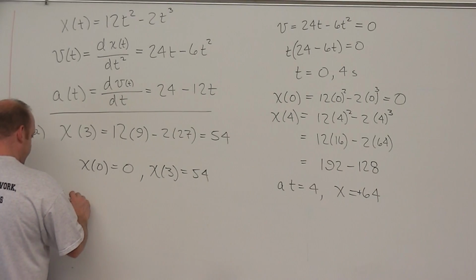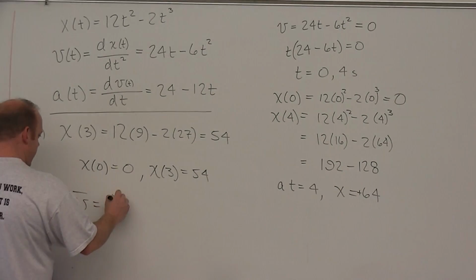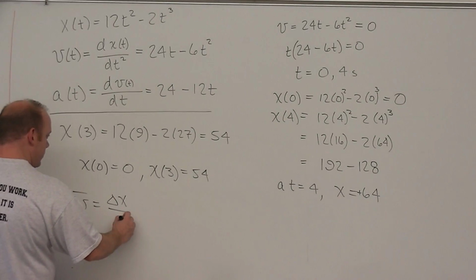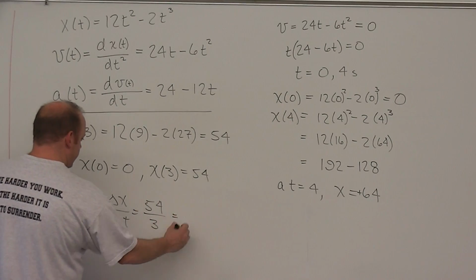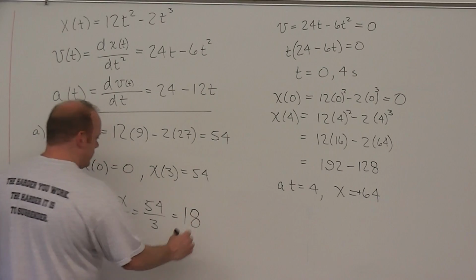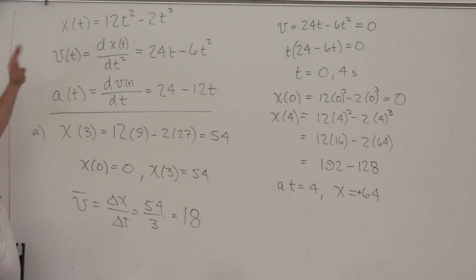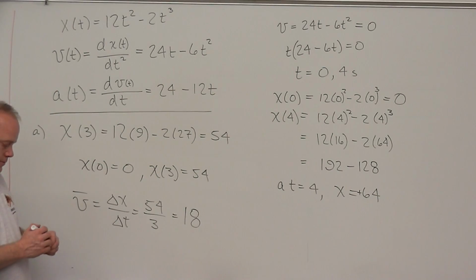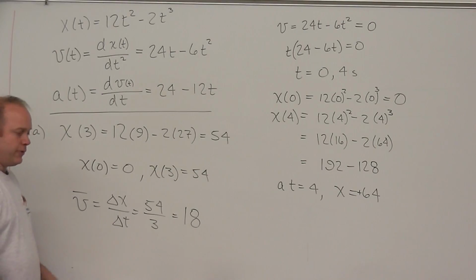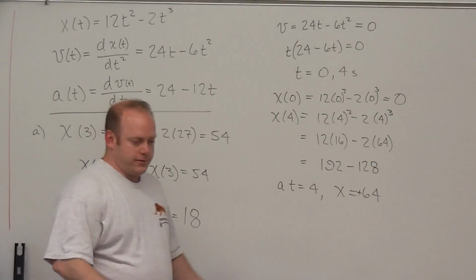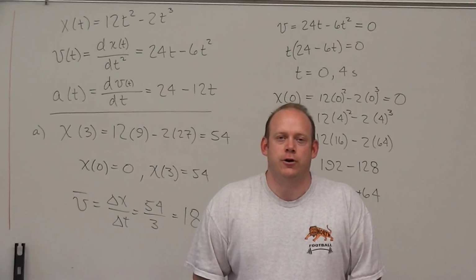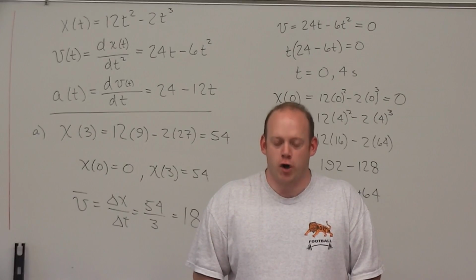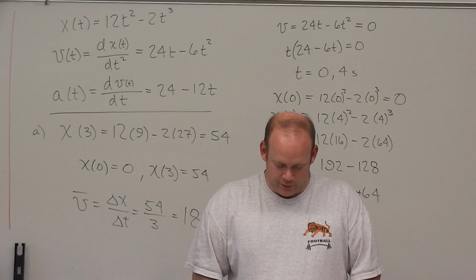So my average velocity is delta x over delta t, which is 54 divided by 3, which is equal to 18. Done. You don't do anything with the velocity. You don't do any crazy calculus stuff with that. But calculus is there to make your life easier, not harder, which sometimes you guys do.